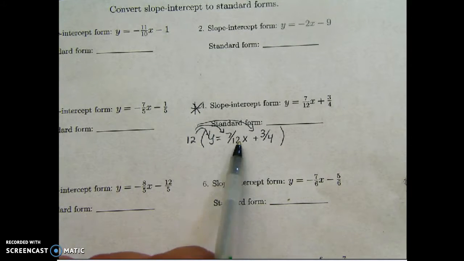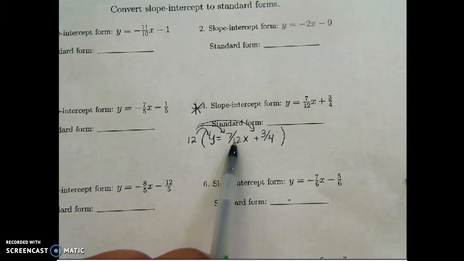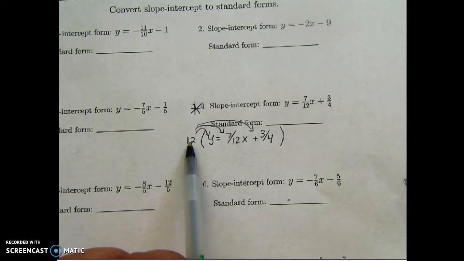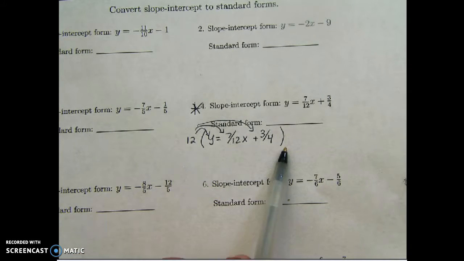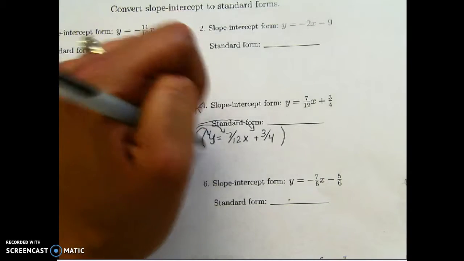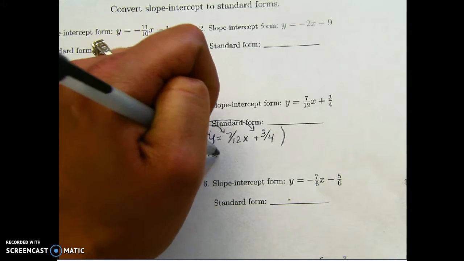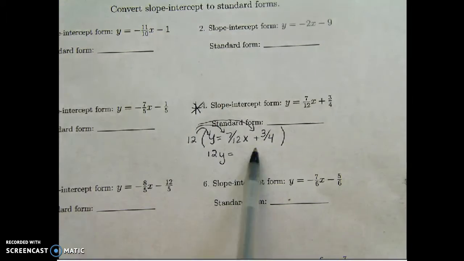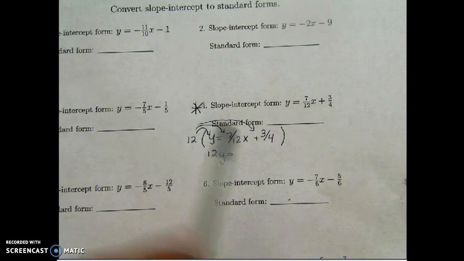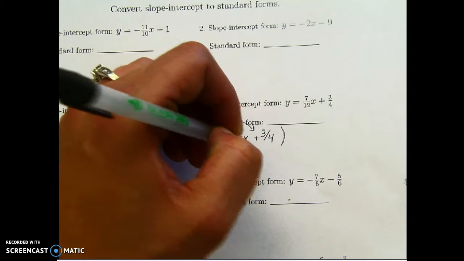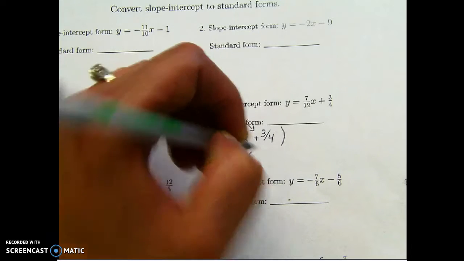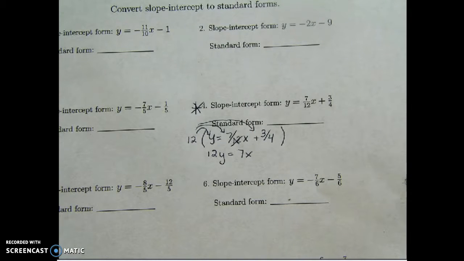I like this example because it's going to show you what happens when you have the denominator the same and what happens when it's different. So in this case, I'm going to do 12 times y and I'm going to get 12y. The denominator is the same, so when you cross reduce, this eliminates and just the numerator comes down. So I'm going to have 7x.